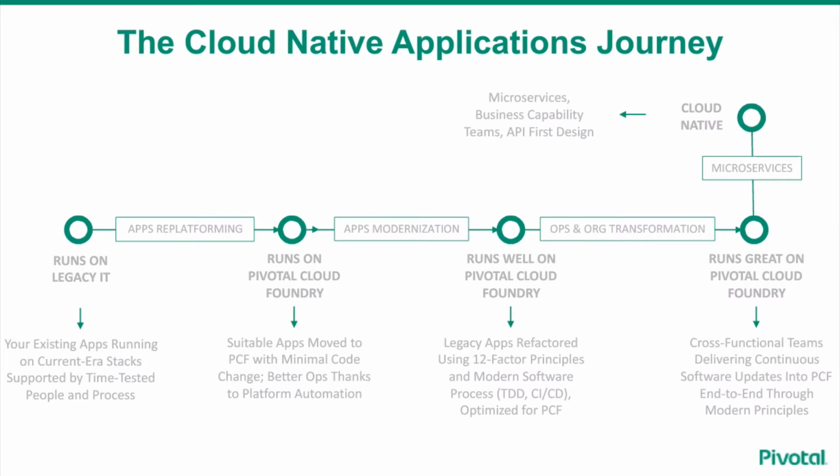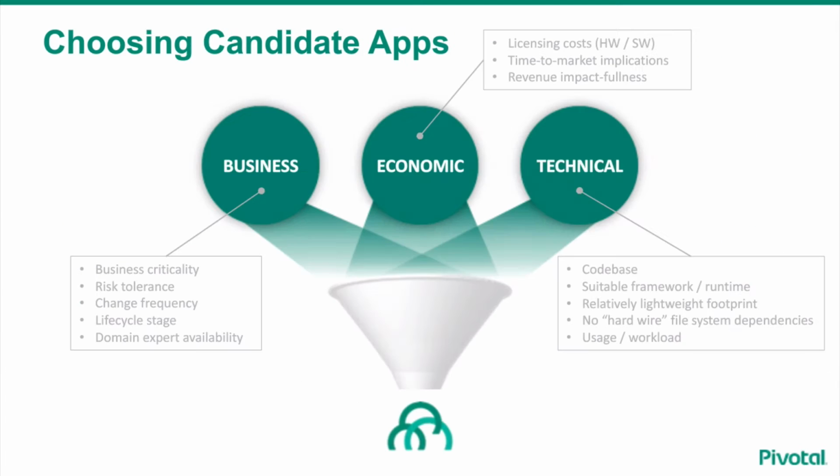So at a high level, that's what it looks like. How do you choose candidate applications? Rohit and I hear all the time that choosing those applications is very difficult. You've got business factors to consider, you've got the cost, you've got technical factors to consider. It's not simple. You've got to look for what's business critical. How much risk can you afford to take?